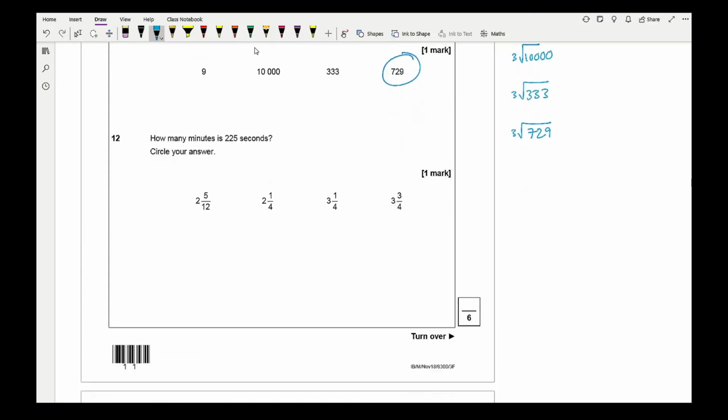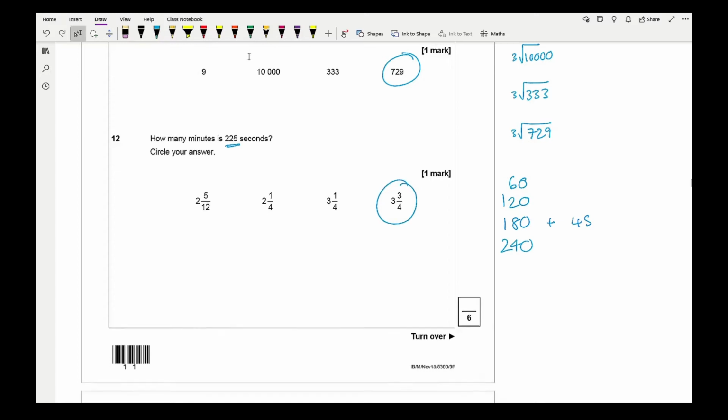For question 12, it says how many minutes are there in 225 seconds? Well, what we need to do is work out how many 60 seconds there are in 225. So 60, 120, 180, 240. It's going to be basically 180 plus 45 seconds. And so it is going to be 3 minutes and 3/4. And there is my final answer.